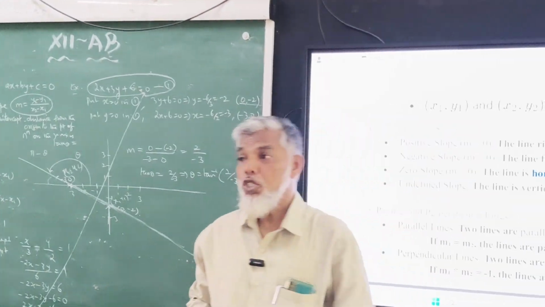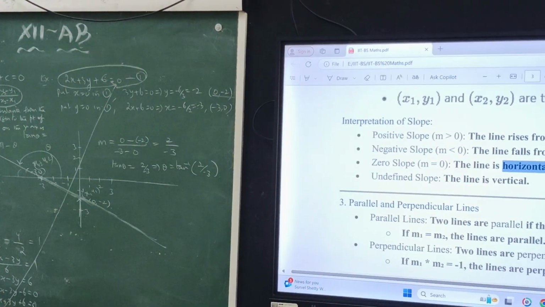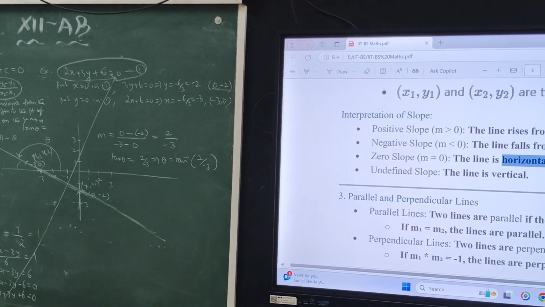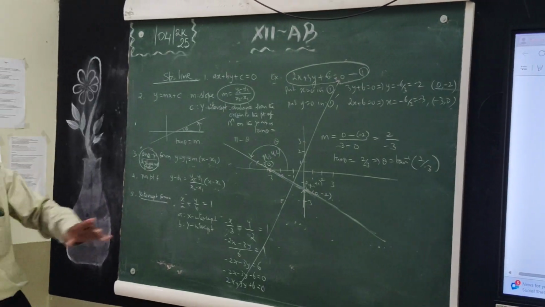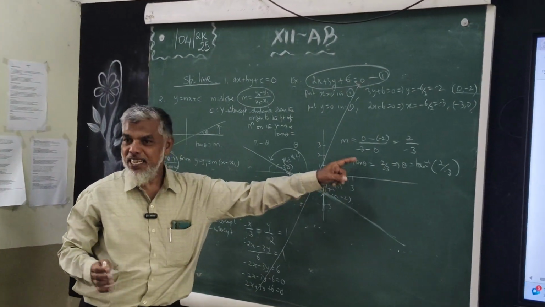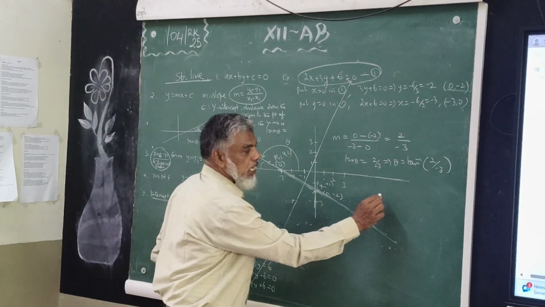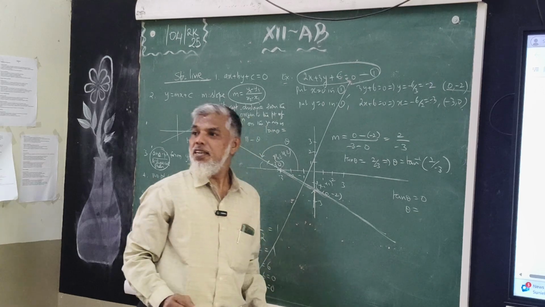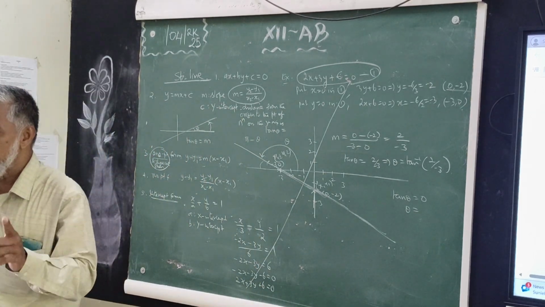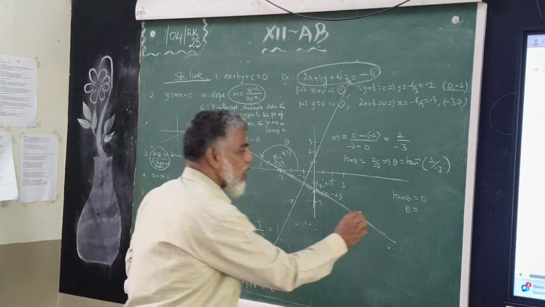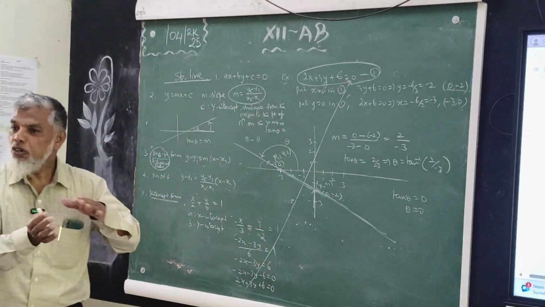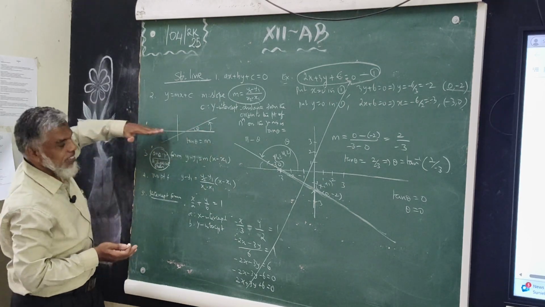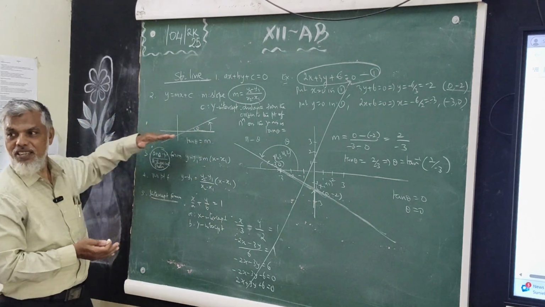And zero slope, is it possible to have a zero slope? What is the meaning? Tan theta equal to 0. So tan theta equal to 0 means, what is theta? Theta is 0, because tan 0 is 0. So theta 0 means what? No angle. Here, the angle is here. No angle, it is horizontal.